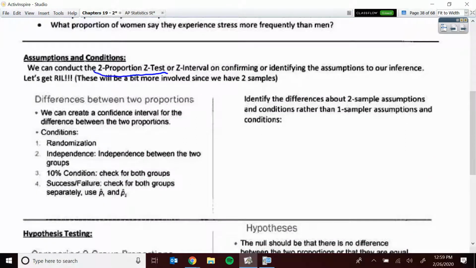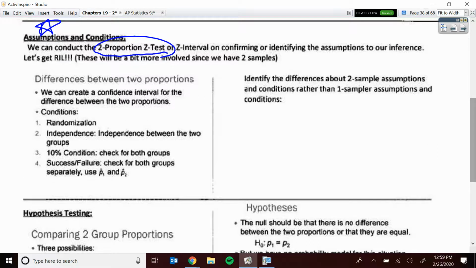But we have, guess what? Our assumptions and conditions. Woohoo! Not only with one group, but now with two. Okay, so we have our assumptions and conditions with two groups. So let's talk about it. You're going to get real twice over. Actually, we are going to just do it in one fell swoop. It won't be quite as much as having to do it two separate times. You put it all together.